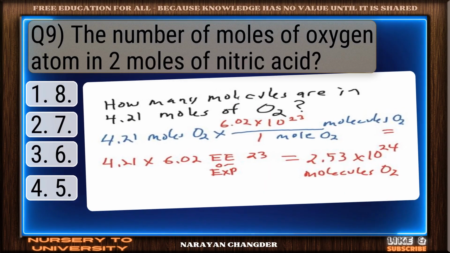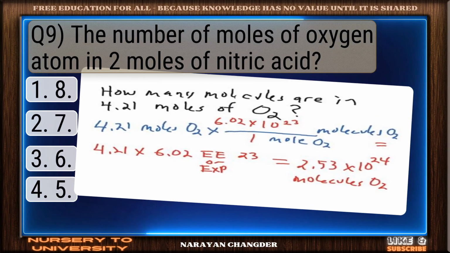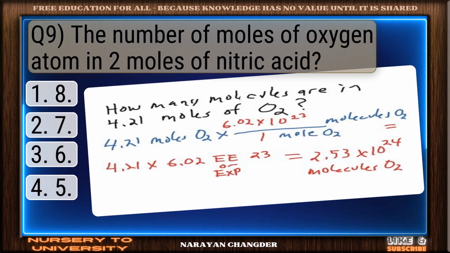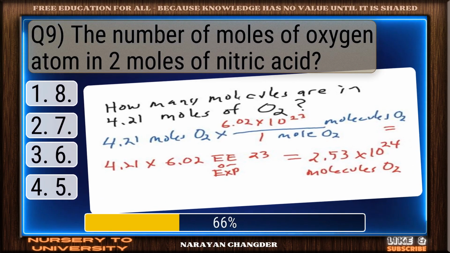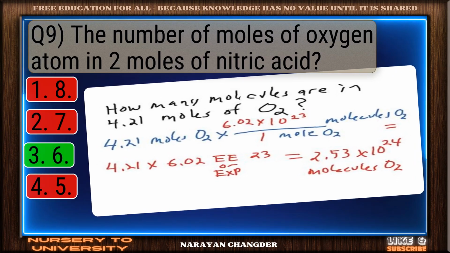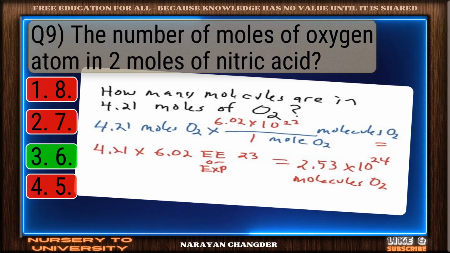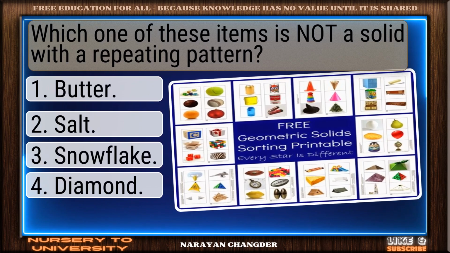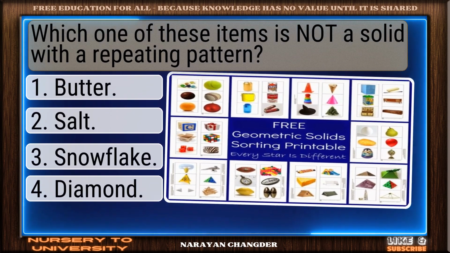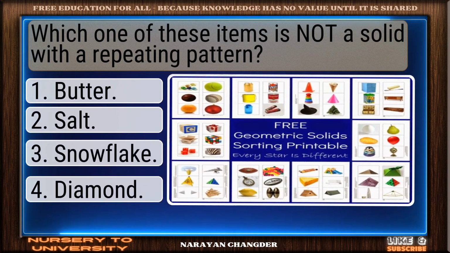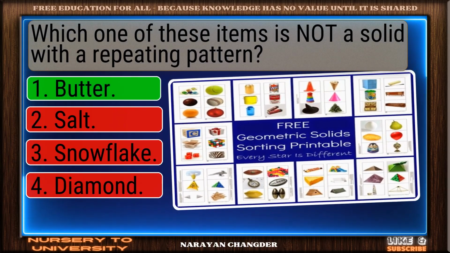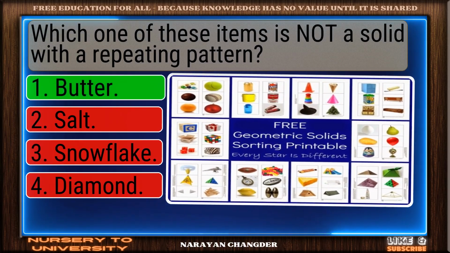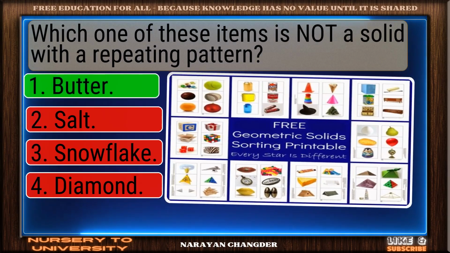Question number 78. The number of moles of oxygen atom in 2 moles of nitric acid. Good thinking. 6 is the right answer. Question number 79. Which one of these items is not a solid with a repeating pattern? Well picked. Butter is the correct answer.